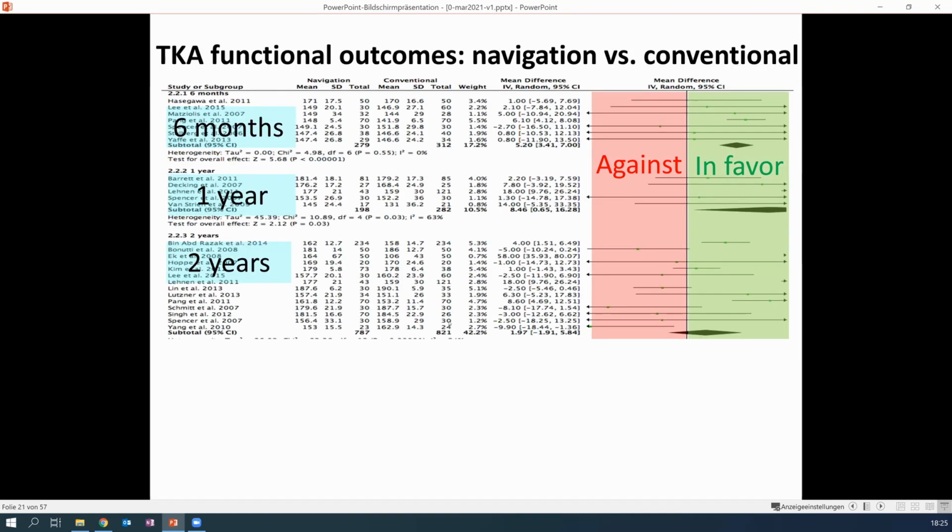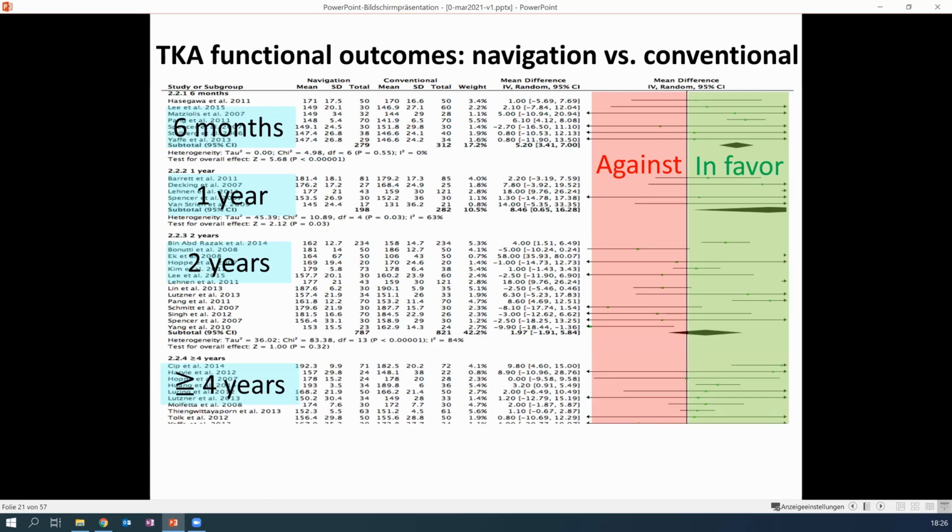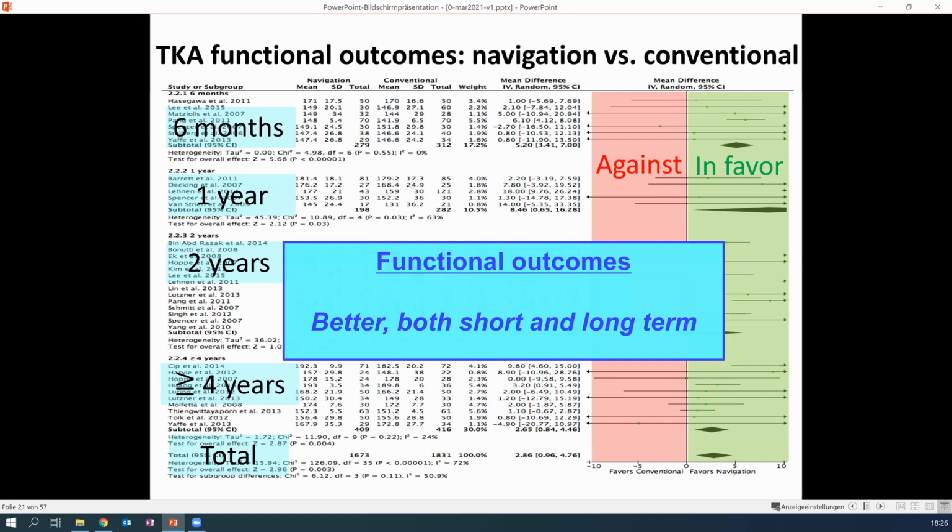So of course, we also looked at the different periods. This graph shows in red those who are against, meaning there was no improvement or they even performed worse. In favor means that there was some improvement of the technology. As you see, the answer changes depending on whether you're evaluating 6 months, a year, or 2 years after, or even 4 years afterwards.